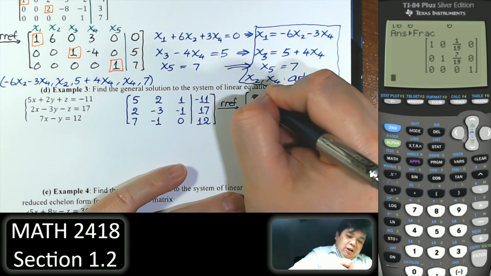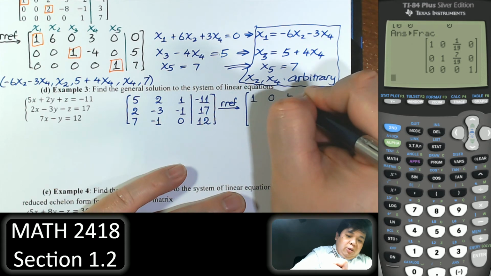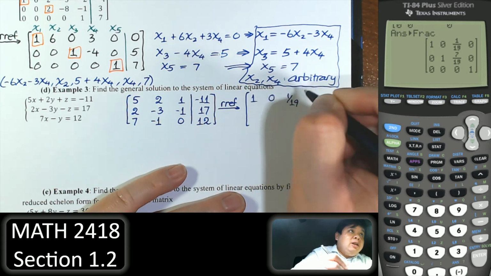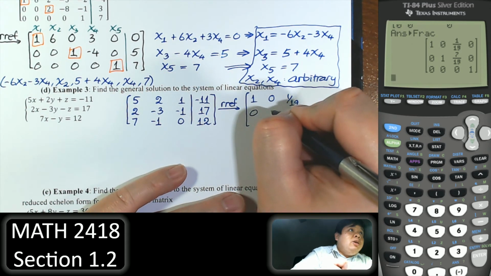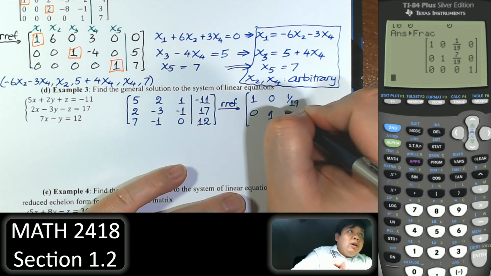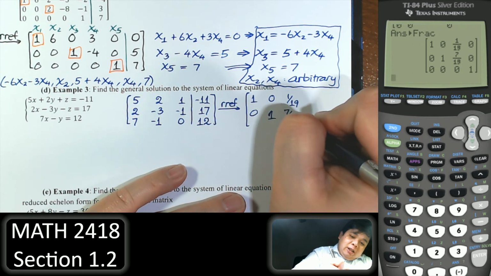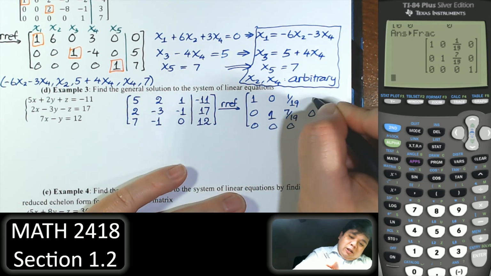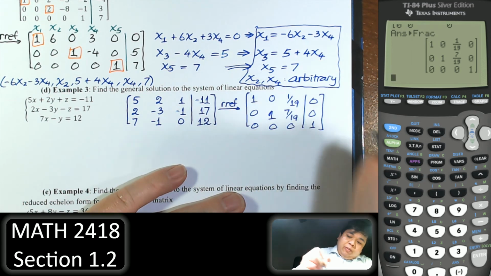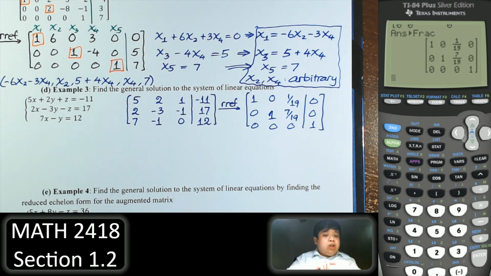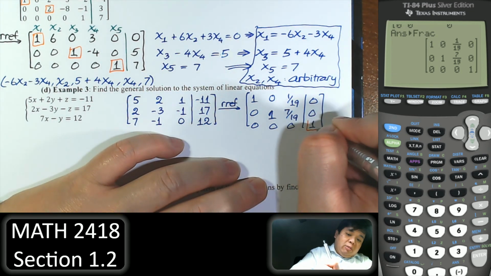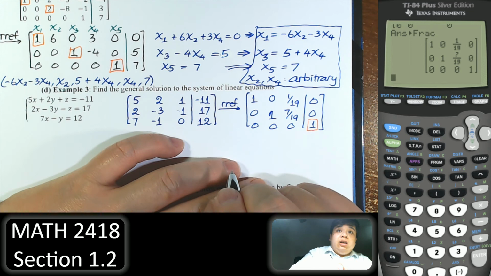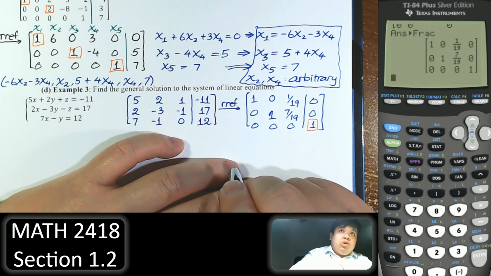Right, we have 1, 0, 1 over 19, 0, 1, 7 over 19, 0, 0, 0, and 1. Right. So in this problem, the last column is a pivot column, so there is no solution.